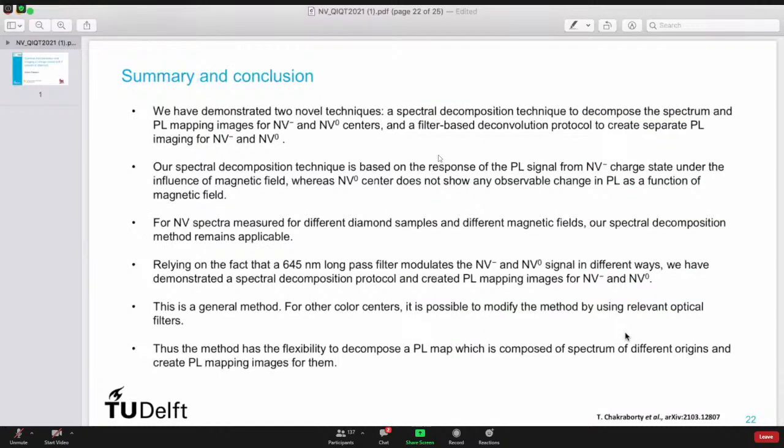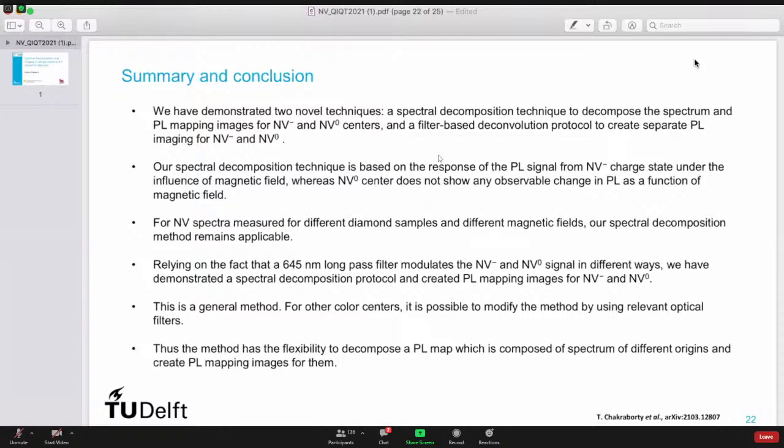In conclusion, we have demonstrated two novel techniques: a spectral decomposition technique to decompose the spectrum and PL mapping image for NV0 and NV- centers, and a filter-based deconvolution protocol to separate out the PL imaging from NV0 and NV-. The spectral decomposition technique is based on the response of the PL signal from the NV- charge state under the influence of a magnetic field, whereas the NV0 center doesn't show any observable change in PL as a function of the magnetic field. So this is a general analysis.